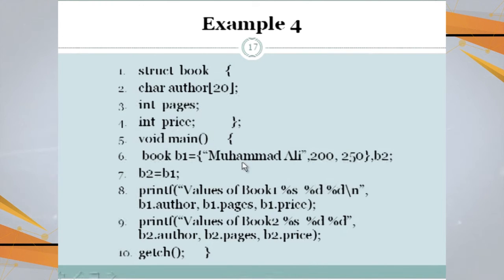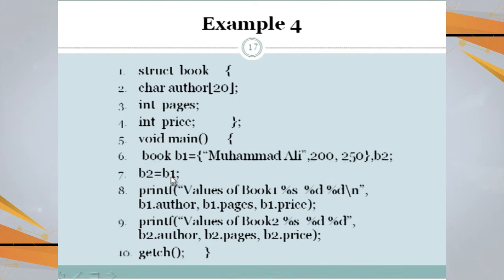B1.author will be initialized to Muhammad Ali, pages will be initialized with 200 and price will be initialized with 250. There is another structure variable B2 and this is not initialized in its declaration. Then at line number 7 we have initialized B2 with B1 just by using the assignment operator, B2 equals B1.